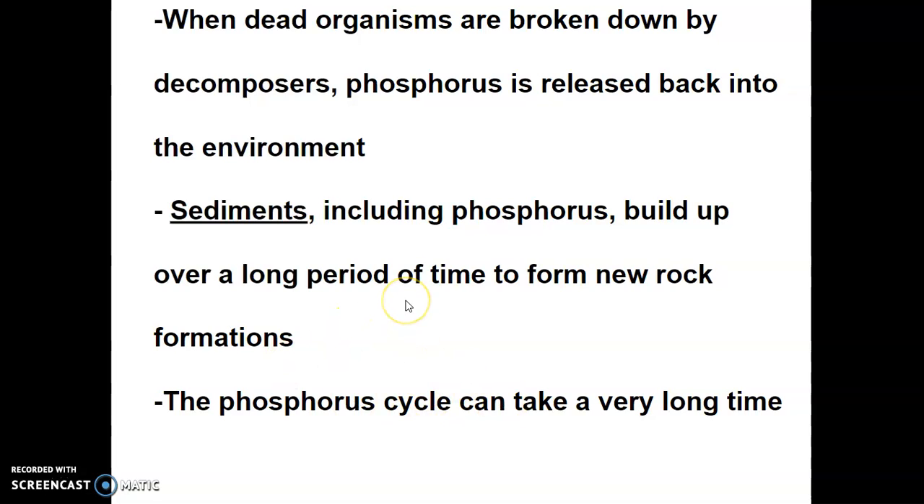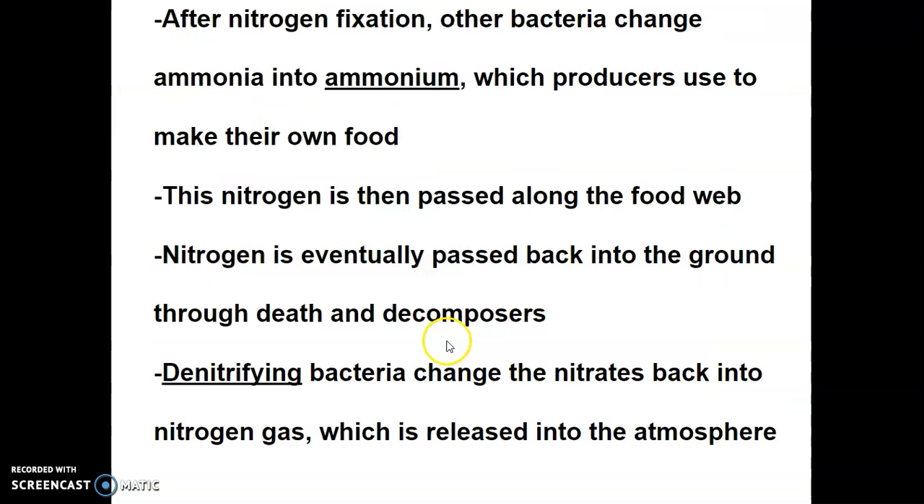Phosphorus was a rock. It erodes. It gets used by plants, and the plants go through the food web. It gets decomposed, and eventually it turns into sediment, which then sets on sediment on sediment until it starts to form new rock formations.